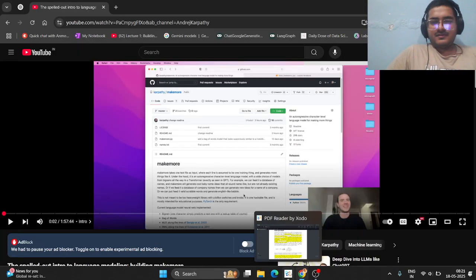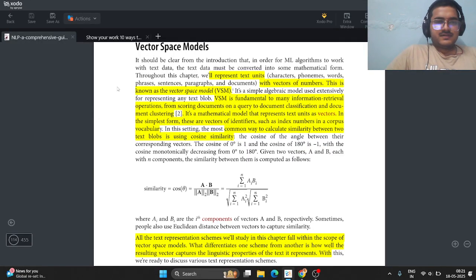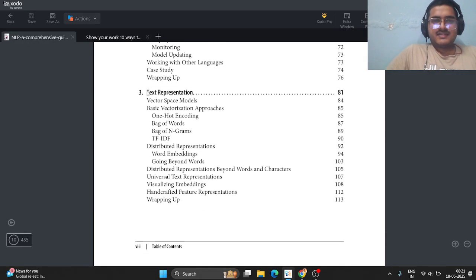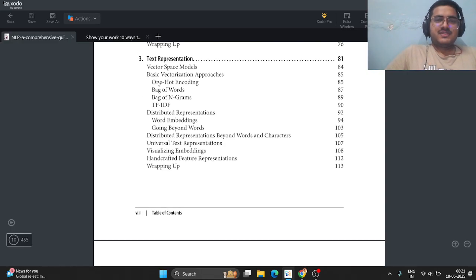Okay, hello everyone. So what I did today was I read the third chapter of this book, Practical NLP, on text representation. There was a concept of the vector space model for simply converting text into vector numbers, or call it vector space. The basic vectorization approach is one we already know: the bag of words, think of it like a kept count of things.